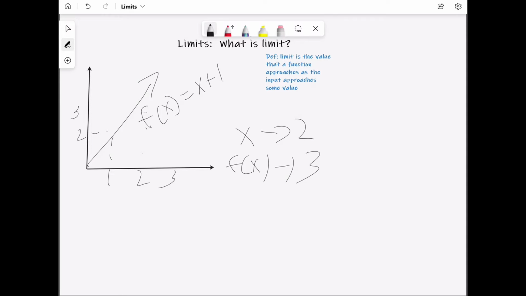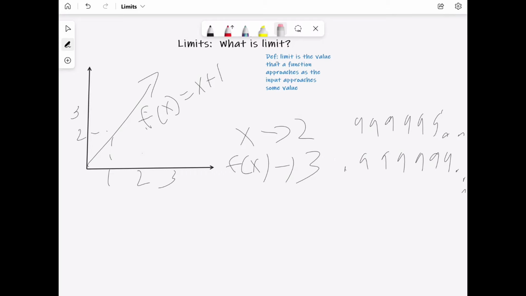So if I took a value really close to 2, like let's say 1.999999 and so on, as a result I would get 2.999999, and that is incredibly close to 3, right? But that's not exactly 3, because we're not using the number itself. That's basically what limits are. We're going to go infinitely closer to the value.